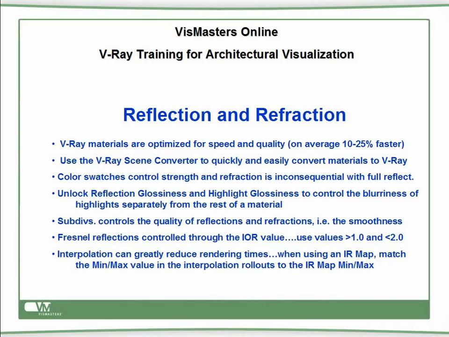Next, you can use Fresnel reflections to provide a really nice, unique, and realistic look to specific types of materials such as car paint, and you can adjust the index of refraction to values above 1.0 and below 2.0. Anything else and the Fresnel effect is pretty much lost. Use reflection and refraction interpolation to tremendously reduce rendering times. Ensure that when you use an irradiance map, the min and max rate within their respective rollouts match the min and max rate used in the irradiance map, and increase the interpolation samples to smooth the reflections and the refractions.